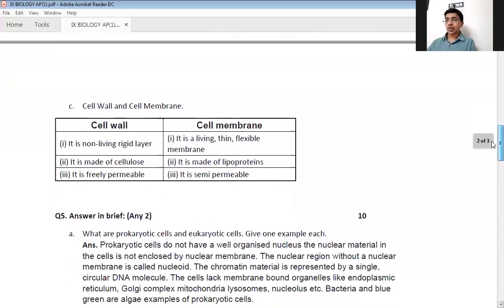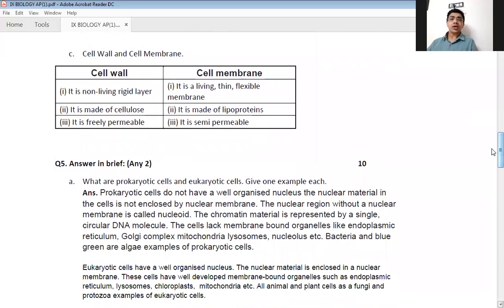And the third question is about distinguish between cell wall and cell membrane. Again, very simple question. And here we have mentioned 3 points. You are supposed to write 2 if it is for 2 marks and 3 if it is for 3 marks. So let's start with cell wall. Cell wall is a non-living rigid layer, right? It's a non-living rigid layer which is present only in plant cell. That will come later. You can also mention it here itself that it is present only in plant cell.